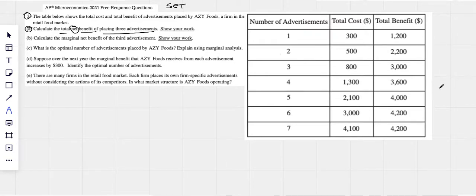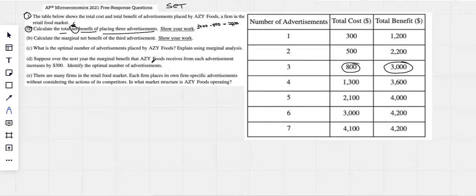Net means we have to take out the cost, right? Obviously, the total benefit here is 3,000, but we're going to have to subtract the total cost for those 3. So we would just take the 3,000 minus the 800, right? And that's 2,100, 2,200, sorry. 2,200, yeah, that's right. The net is awfully important. If you don't know what net means, it means to take out the cost.